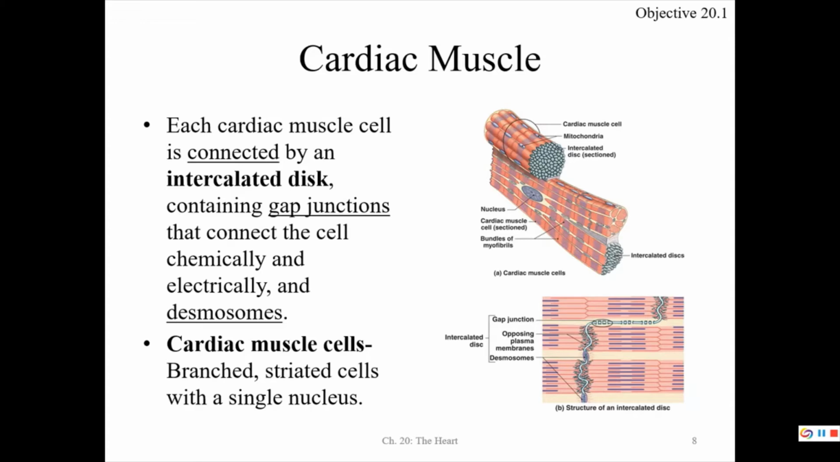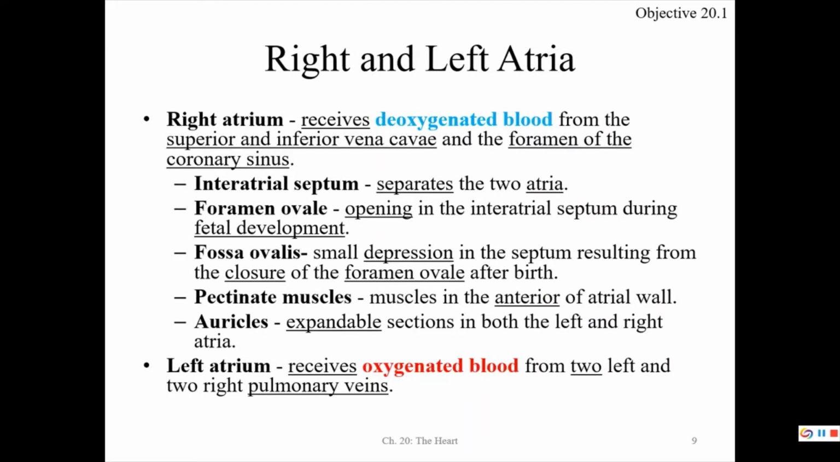autorhythmicity to them, autorhythmic cells, automaticity, whatever. I'm having a hard time saying autorhythmicity. They're autorhythmic, I can say that. So what we're going to see is they have some differences in their looks. So definitely important, definitely something we need to know, definitely something I want to help you guys grasp.